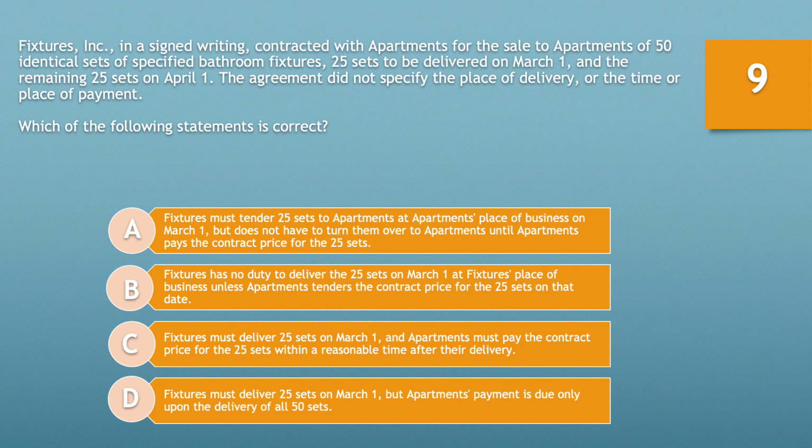A. Fixtures must tender 25 sets to Apartments at Apartments' place of business on March 1st, but does not have to turn them over to Apartments until Apartments pays the contract price for the 25 sets. B. Fixtures has no duty to deliver the 25 sets on March 1st at Fixtures' place of business unless Apartments tenders the contract price for the 25 sets on that date. C. Fixtures must deliver 25 sets on March 1st, and Apartments must pay the contract price for the 25 sets within a reasonable time after their delivery. Or D. Fixtures must deliver 25 sets on March 1st, but Apartments' payment is due only upon the delivery of all 50 sets. Take 10 seconds.